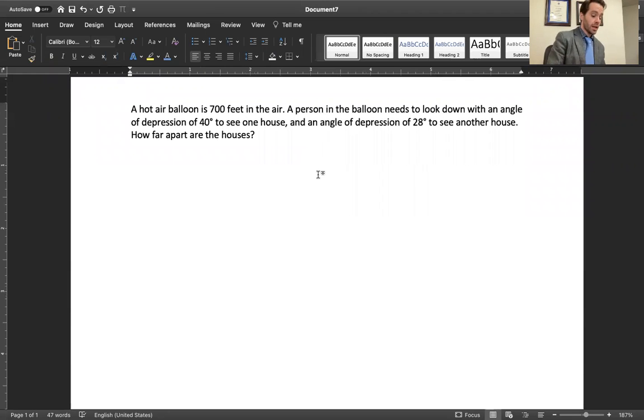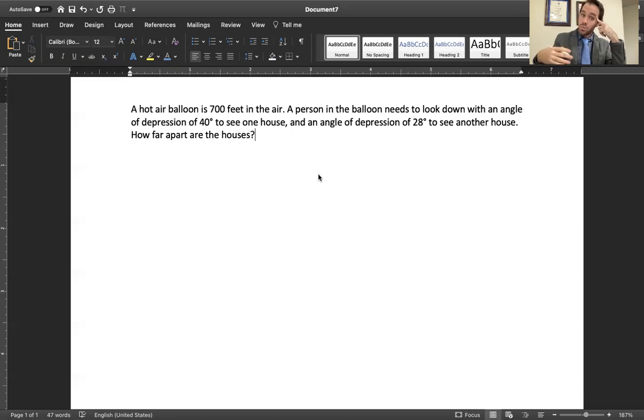I am going to be working through today a problem that has to do with angle of depression and angle of elevation. This is meant to be similar to what you have in your homework, but it is a little bit different. We've got a hot air balloon 700 feet up in the air. A person in the balloon needs to look down with an angle of depression of 40 degrees to see one house and an angle of depression of 28 degrees to see another house.